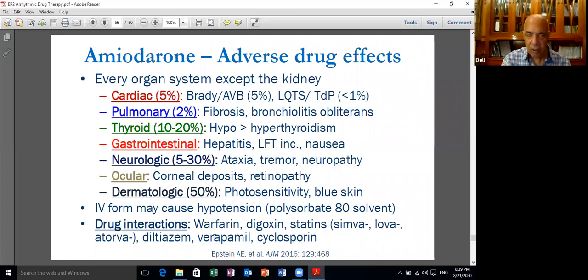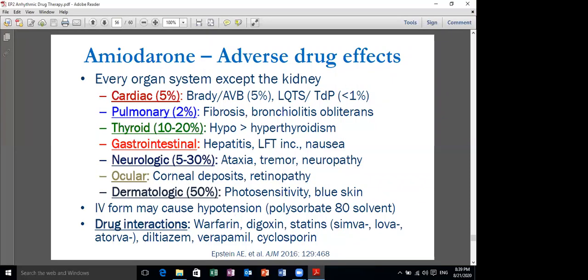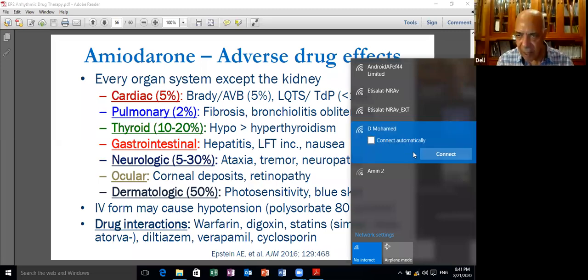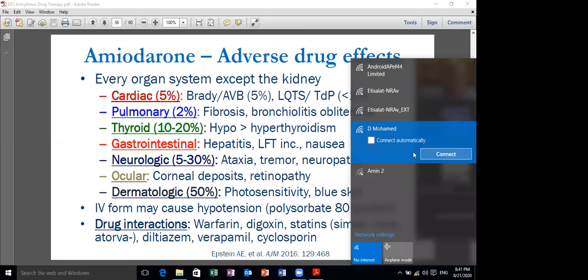warfarin, digoxin. وراك. كده الصوت كويس؟ محمد. ايوه حضرتك، الصوت ابتدى يقطع من اول السلايد دي، لو حضرتك ابتديت تشرح السايد افكتس اوف اميودارون. هحاول تاني في خط الانترنت تاني. كده كويس؟ تمام، اتفضل يا فندم.